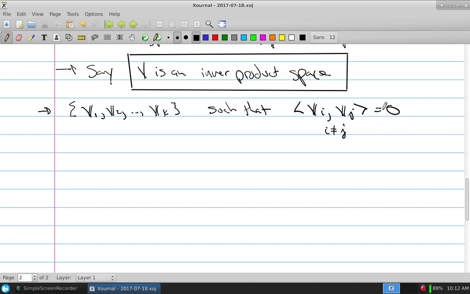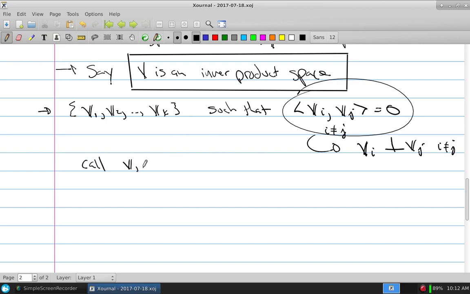Now, if an inner product is 0, that really means what? Instead of writing it this way, what could I have actually written? That Vi is orthogonal to Vj when i is not j. So just saying that their inner product is 0 is just simply saying the word orthogonal. If this is true, we'll simply call V1, V2, up to Vk an orthogonal set.